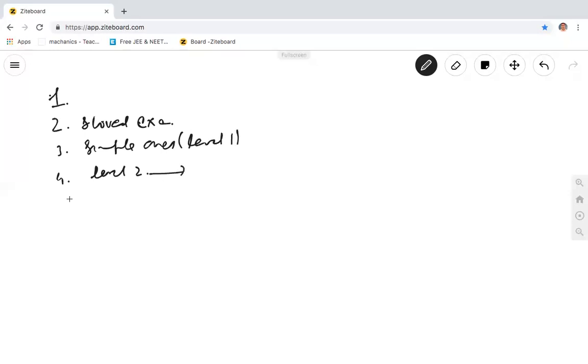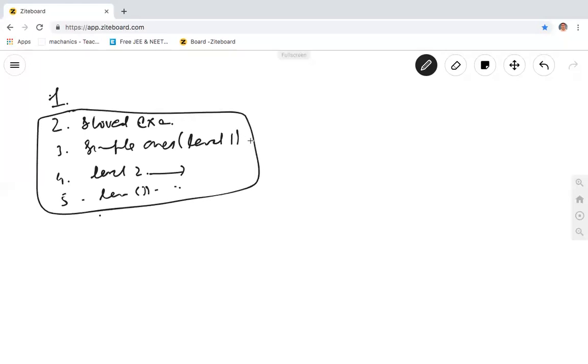Then level second, then level third, then finally the level will gradually increase. And finally you can solve any question.